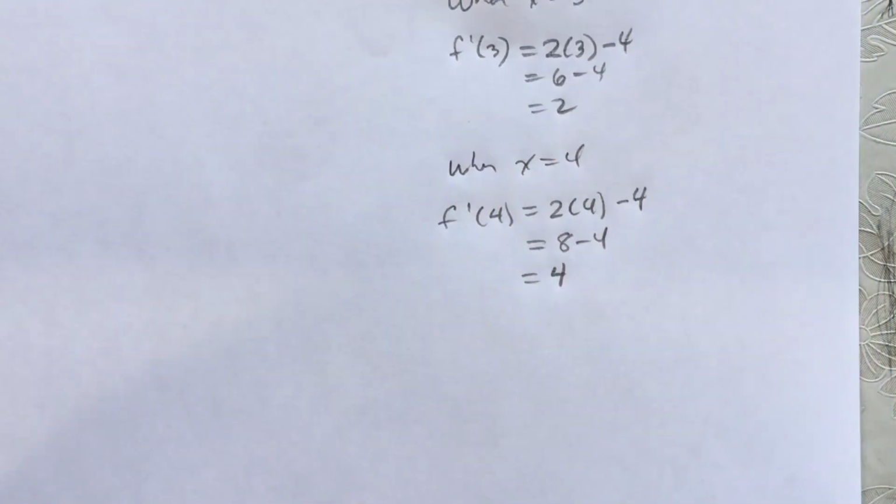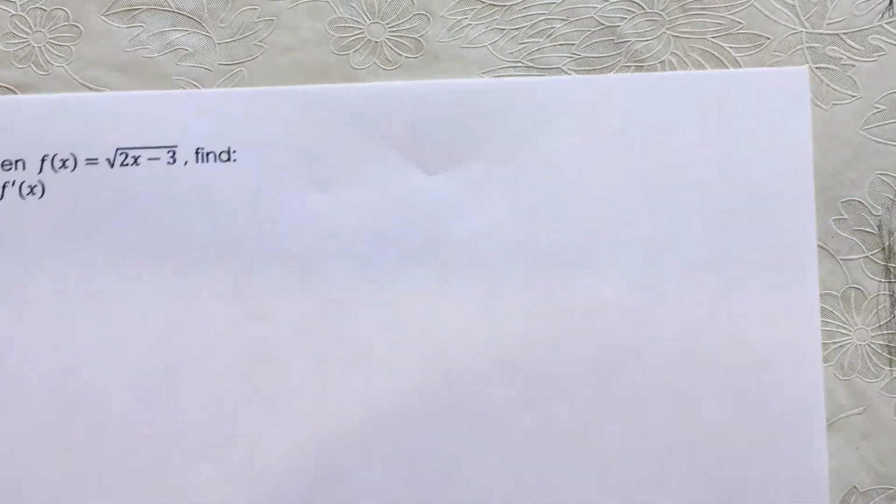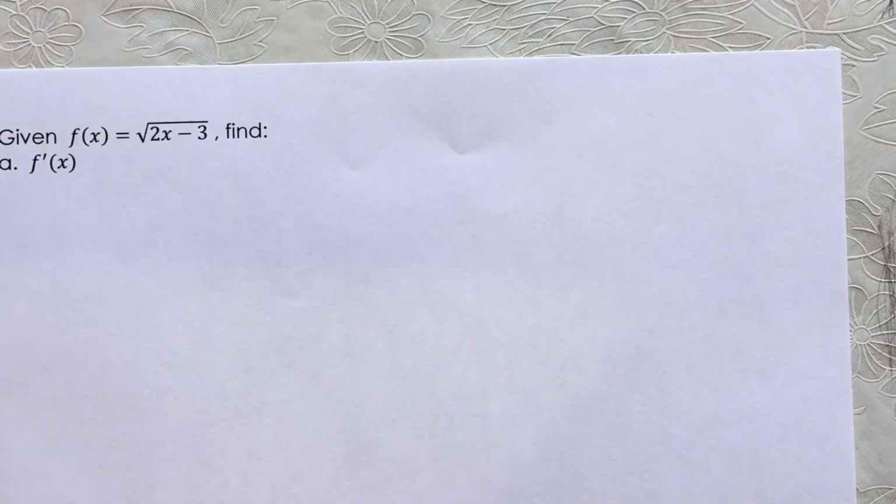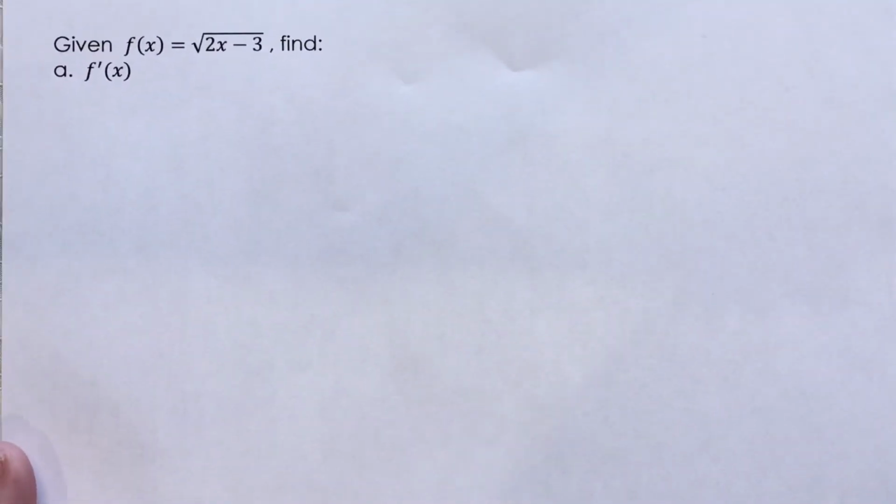So we're going to go on to another example of where we are going to find the derivative first, or f prime at x, or the slope of the tangent anywhere. They all mean the same thing. And then apply it to finding the slope of the tangent at a specific point after. So this time we're given f at x is the square root of 2x minus 3, and we're asked to find f prime at x.